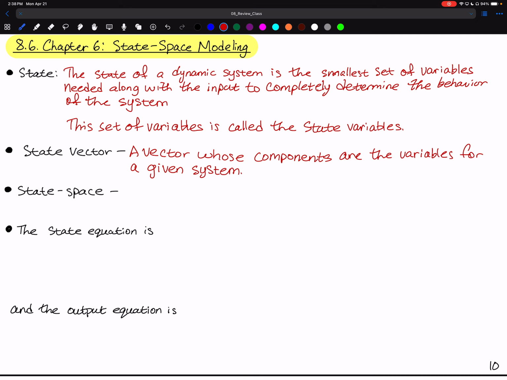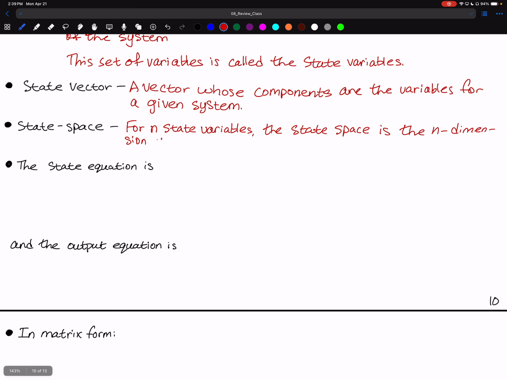And the state space is just the n-dimensional space that contains all of those state variables. So if we have n state variables, the state space is the n-dimensional space containing those variables.